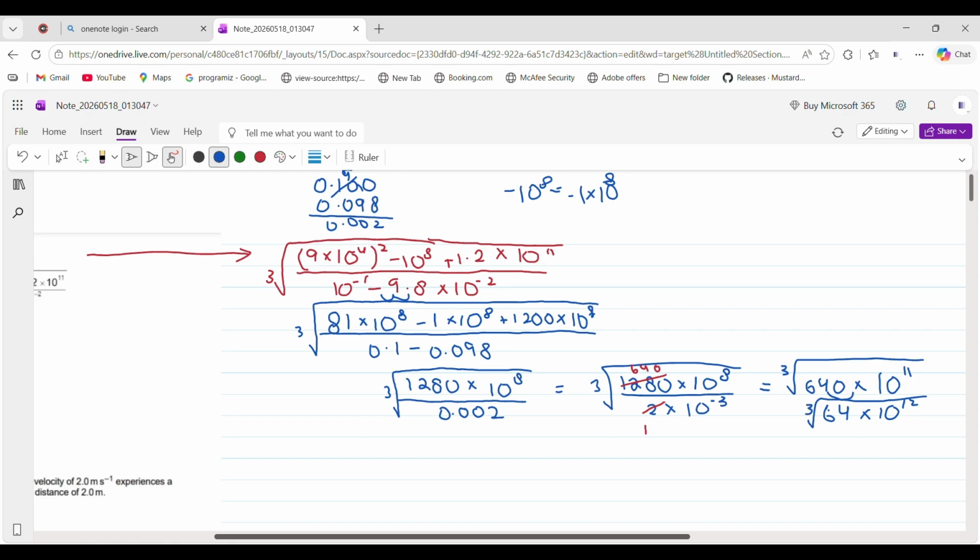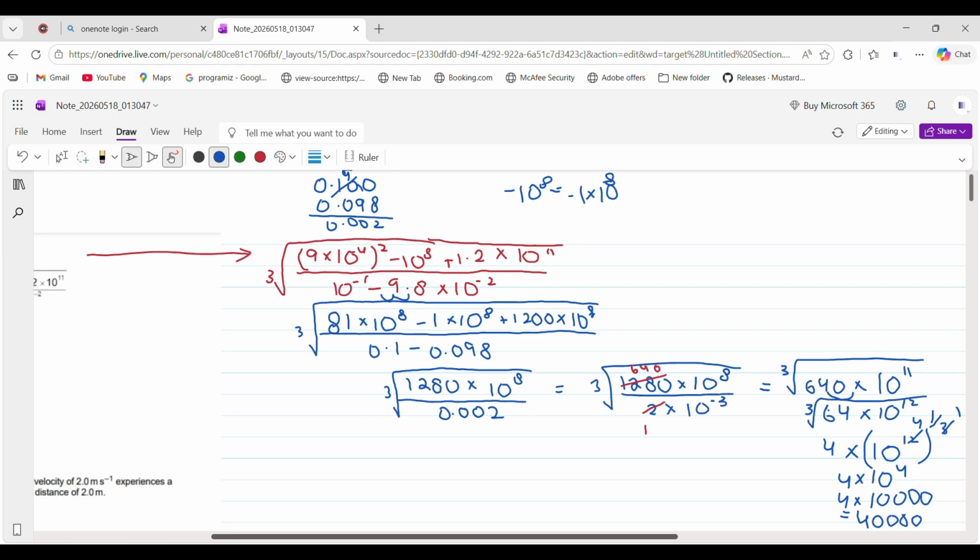And cube root of 64 is basically 4, right? 4 into 4 is 16 and 16 into 4 is 64. So basically 4 has come out and 10 power 12. I already taught you this: cube root means 1 power 3, right? 1 power 3. So 3 ones are 3, 3 fours are 12, 4 into 10 to the power 4. So 4 into 10,000, it would basically be now 40,000.